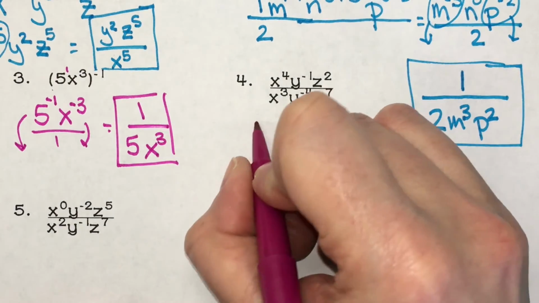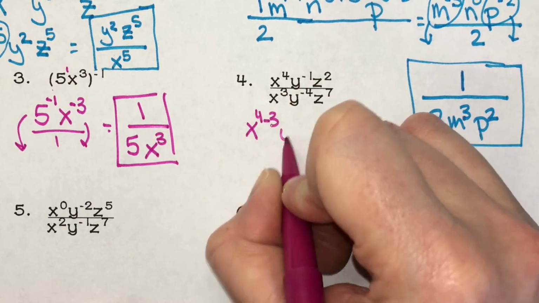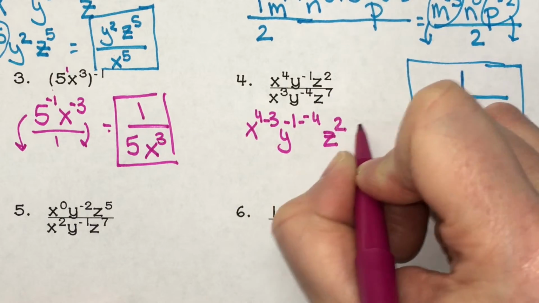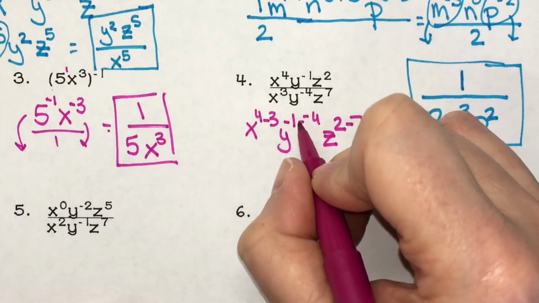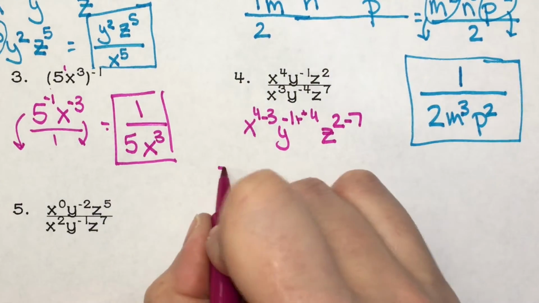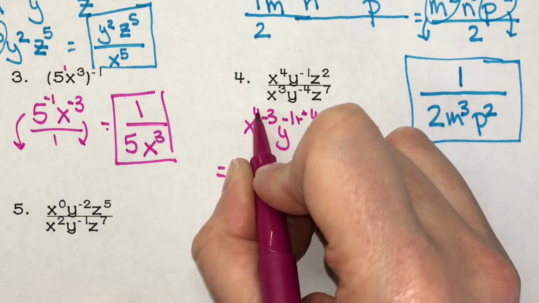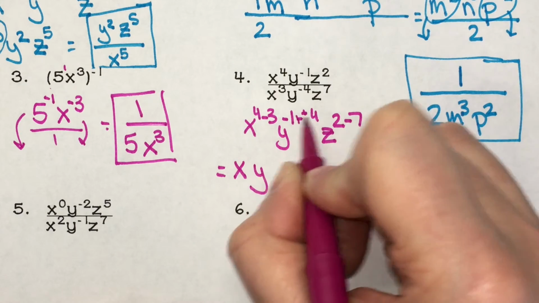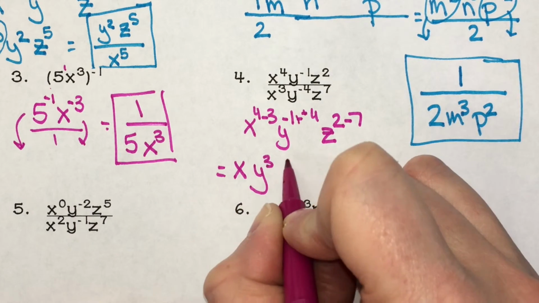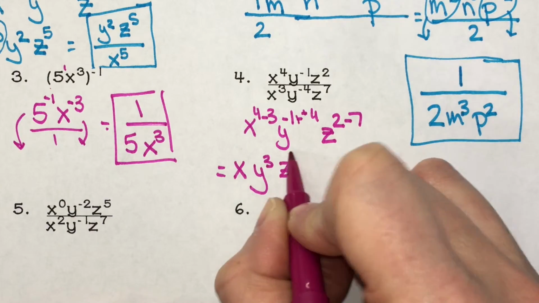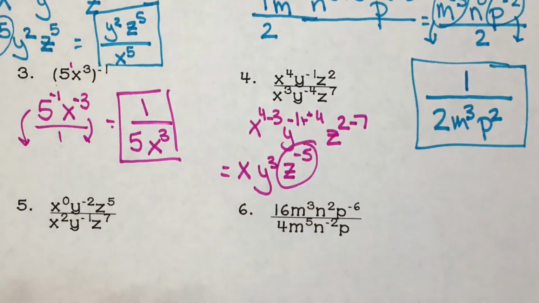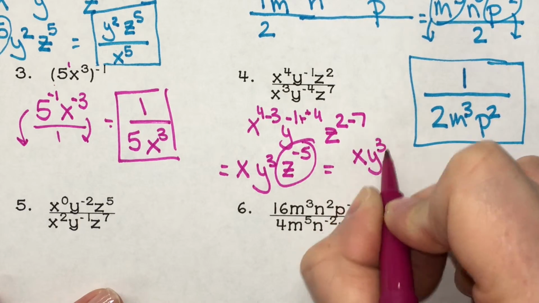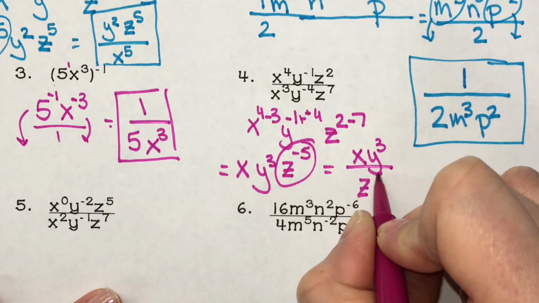Here we have x to the 4 minus 3, y to the negative 1 minus negative 4, and z to the second minus 7. I'm going to change this minus and negative to plus a positive. So this gives us x to the power of 4 minus 3 is 1, and x to the power of 1 is just x. Y to the power of negative 1 plus 4 is 3, and z to the power of 2 minus 7 is negative 5. So just my z has to go to the other side of the fraction bar. So x times y to the third over z to the positive fifth.